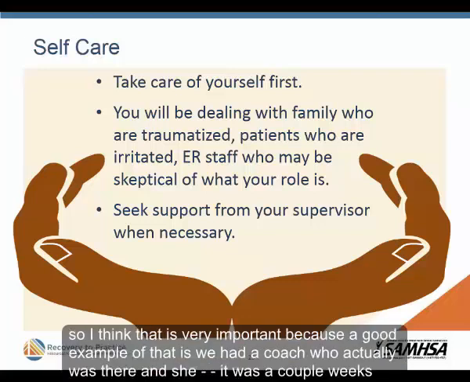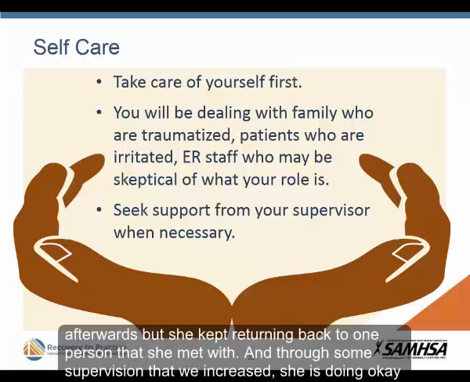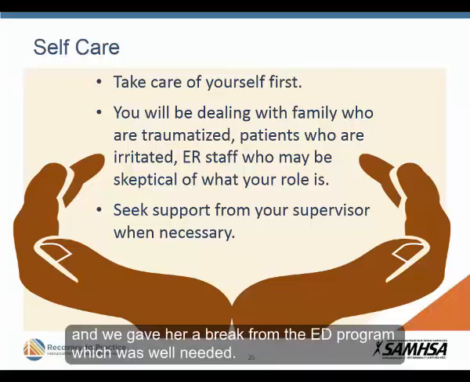A good example of that: we had one coach who kept returning, a couple of weeks afterwards, to one person that she met with. Through some supervision that we increased, she's doing okay, and we gave her a little break from the ED program, which was well needed.